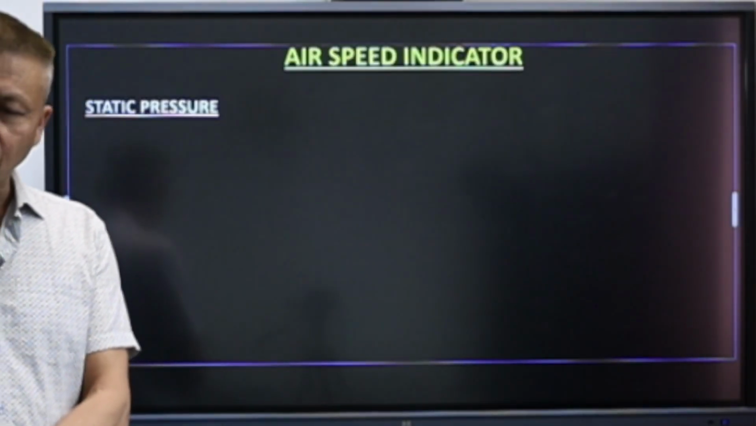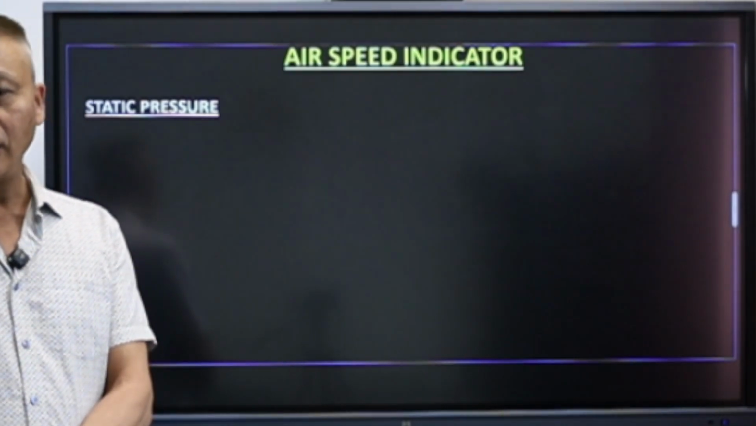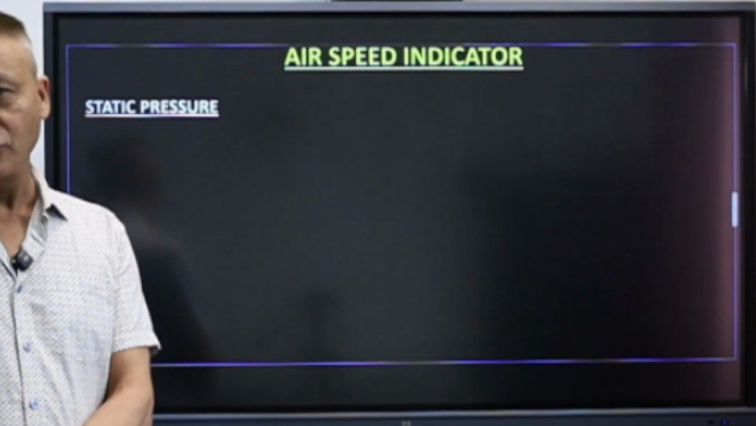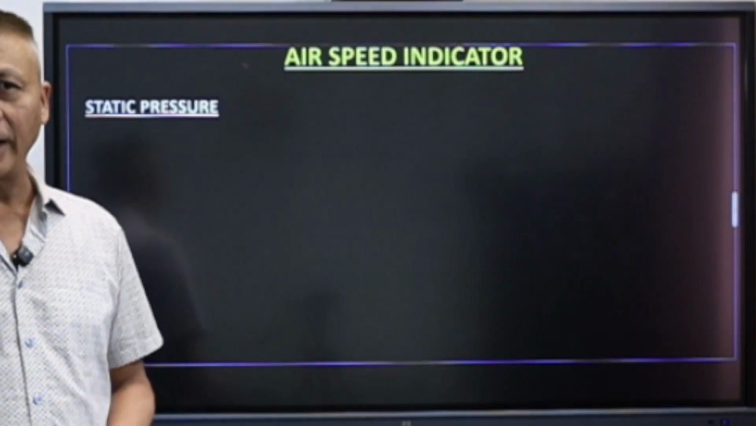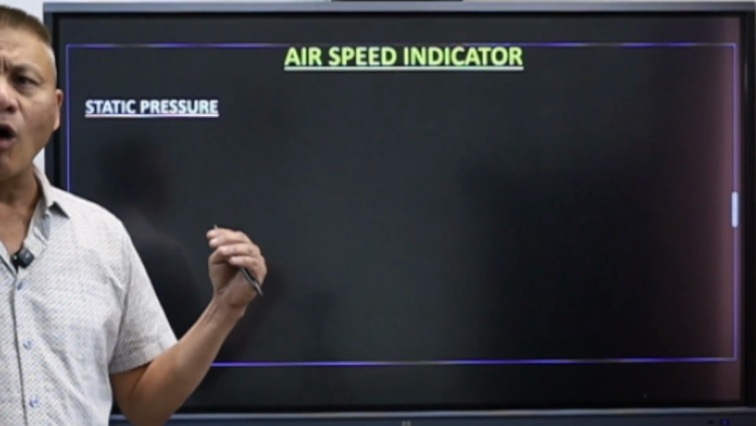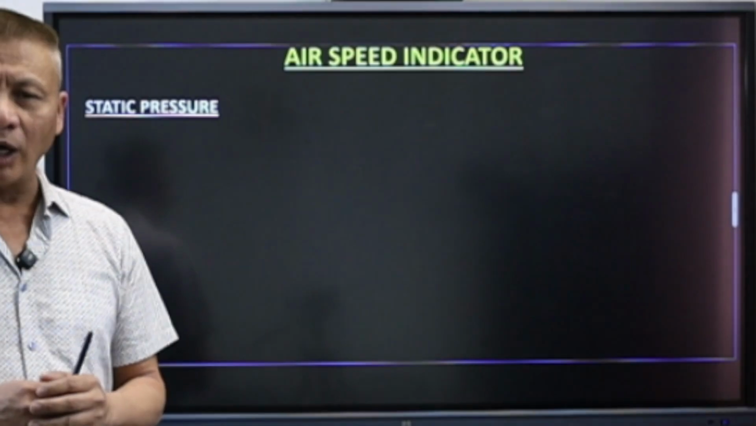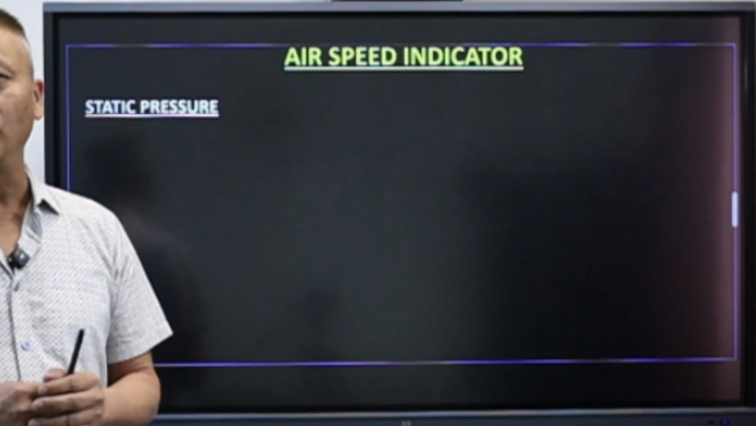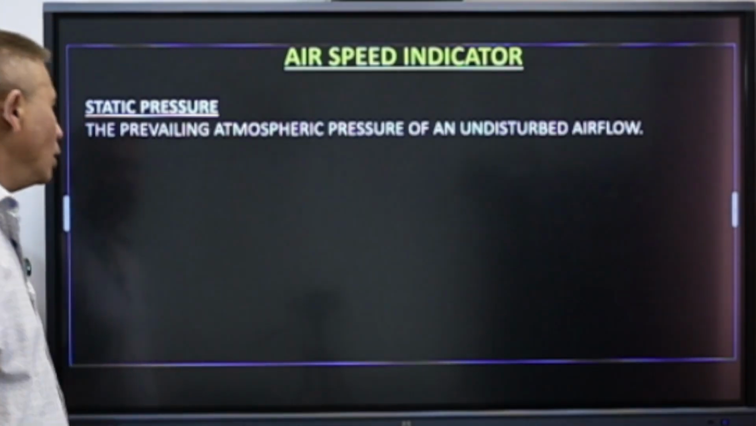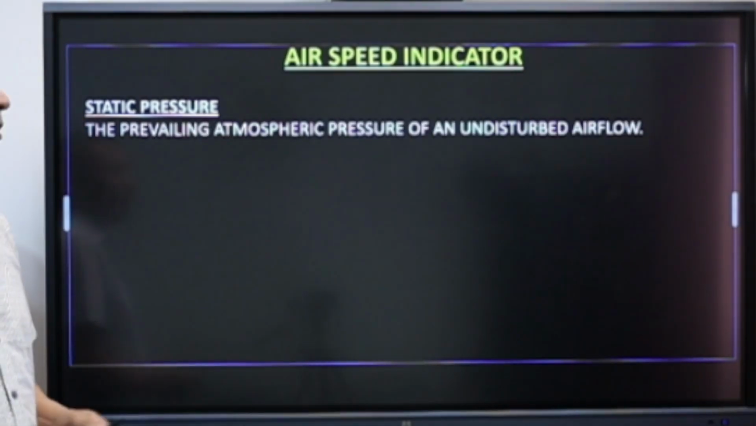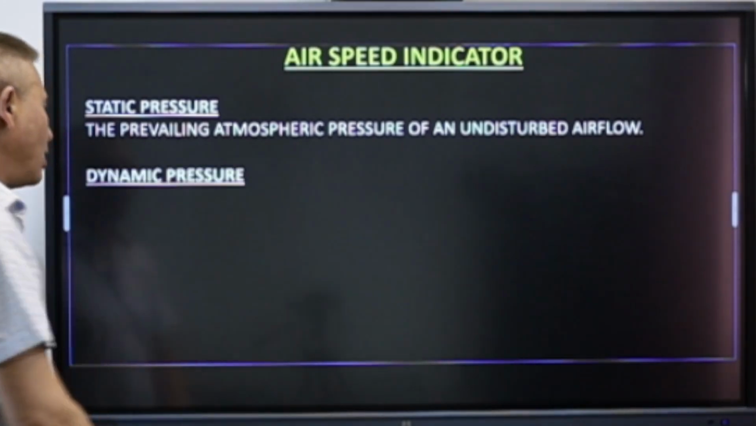At all times, when we are in a room or anywhere, we are subjected to a pressure which is known as the static pressure. The static pressure is the pressure exerted by the column of air which is above us. So irrespective of where you are, you will always be subjected to this pressure, which is because of the column of air which is above you. So the prevailing atmospheric pressure of an undisturbed airflow is what we call static pressure.